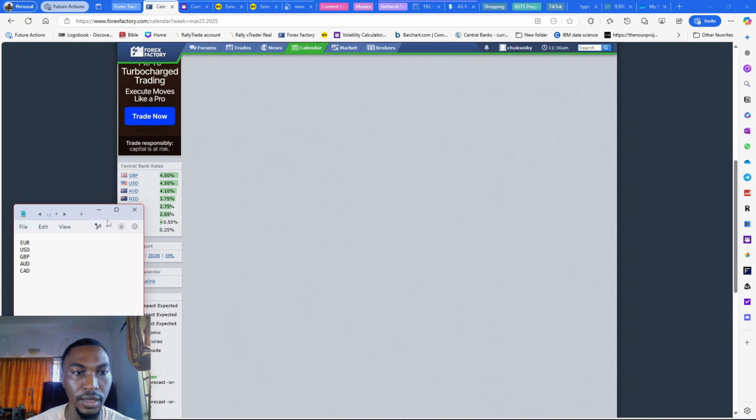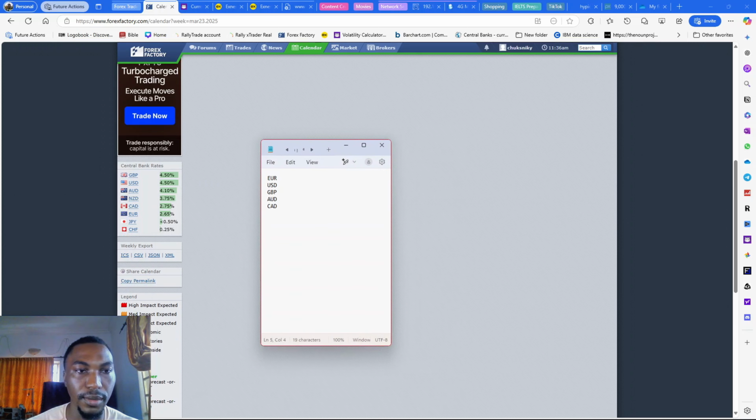Five currencies to focus on. In terms of central bank rate, let's see. This is the most buy, followed by USD buy, then the Australian dollar. Let's just say 1, 2, 3. The euro is the 4th. Okay, Canadian is the 4th, and euro is the 5th.